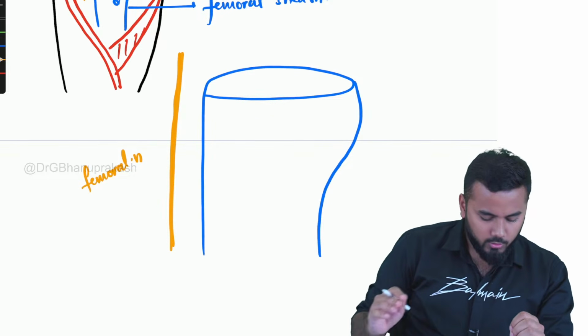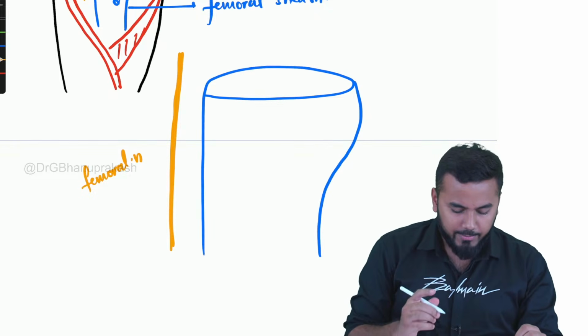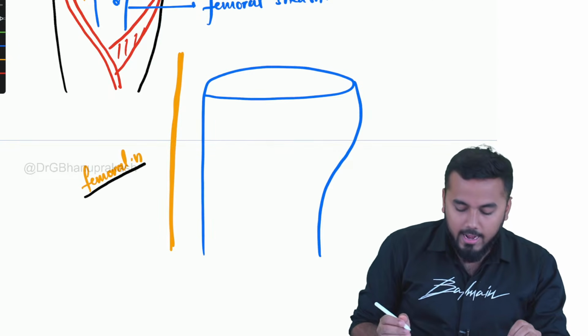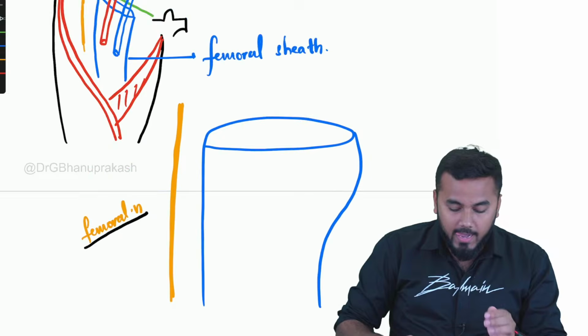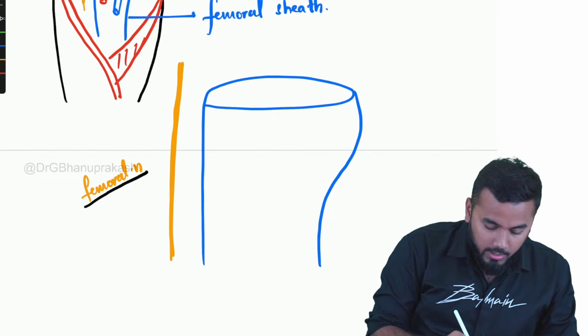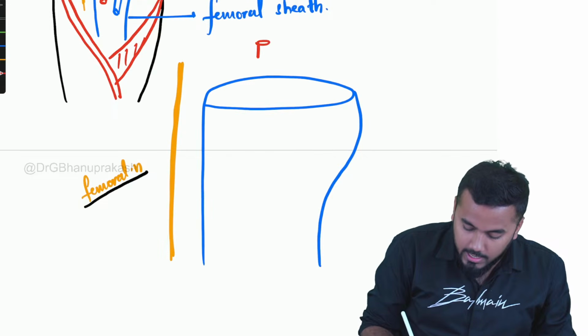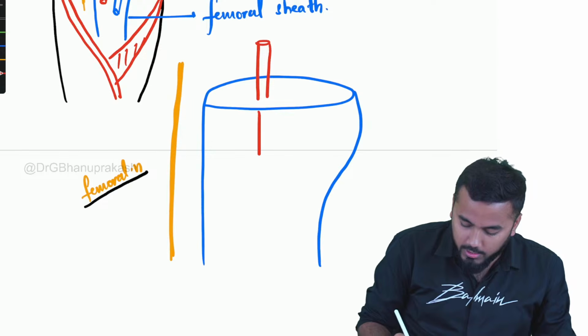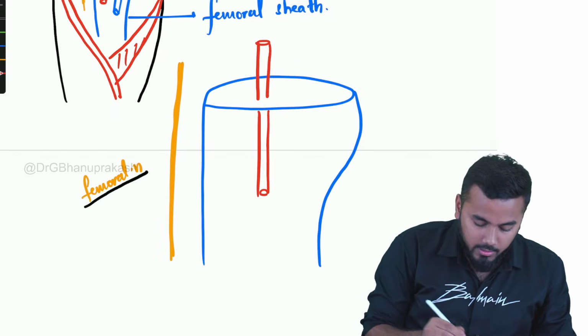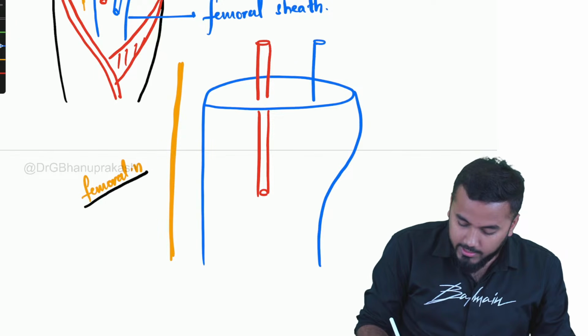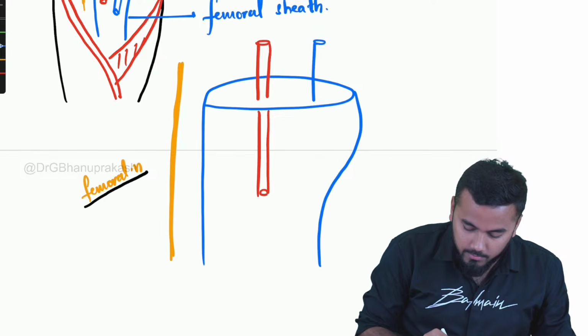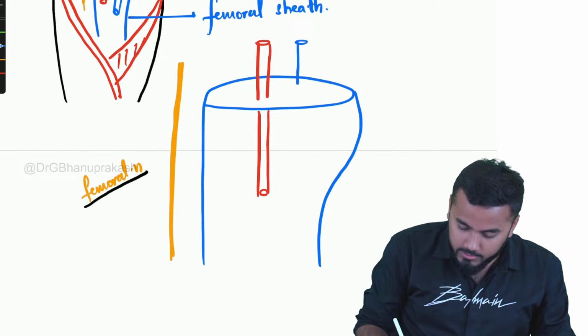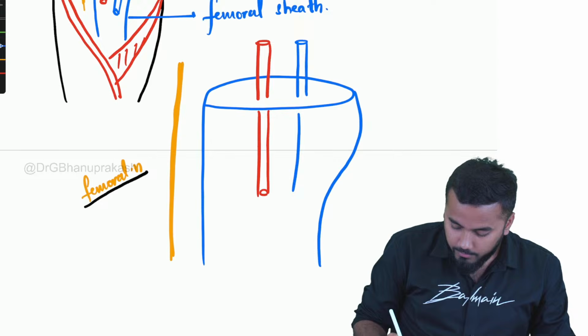Yes, Roy, I'll tell you the lateral and medial border in a minute. Okay, so outside you have got the femoral nerve, and inside what all things you have got? You have got this artery called the femoral artery. Okay, and you have got this vein like this. This is called the femoral vein.